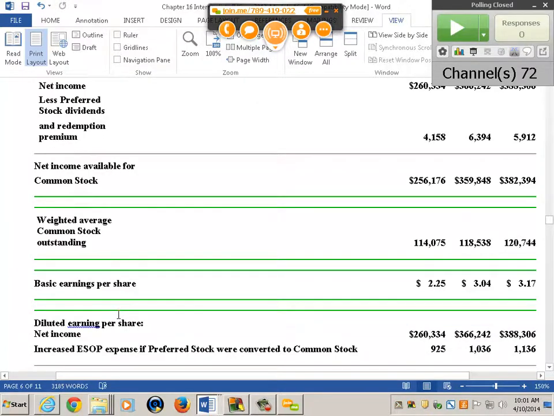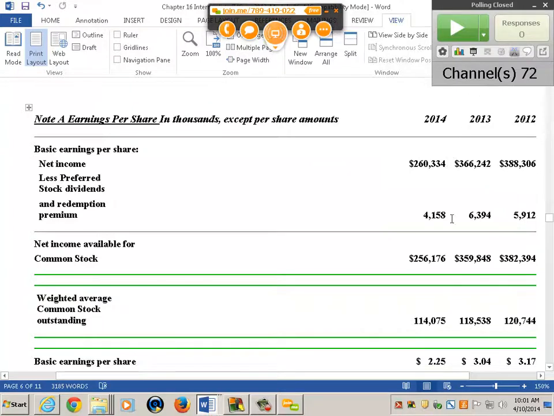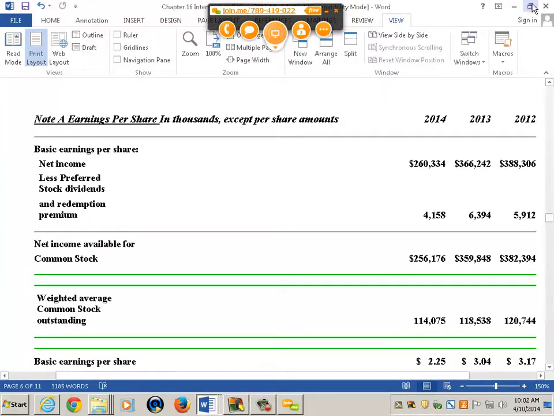Then when you go to diluted earnings per share, notice that they add back. So I know that when I do this, I basically say, I try to come up with an equation which is incremental. So I'm going to say that for basic, and hopefully you could see this. So in this example, just taking the numbers, it would have been 260,334, 4,158, which are the preferred dividends, 114,075 becomes your weighted average number of shares.